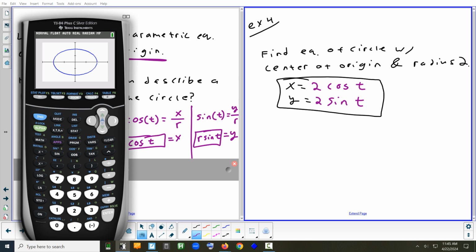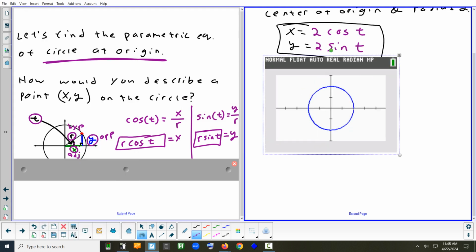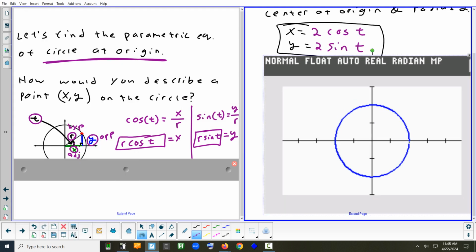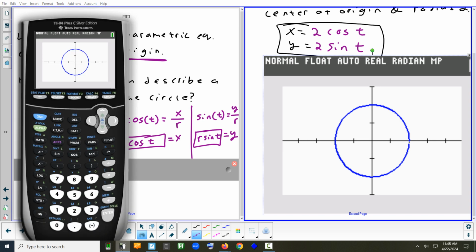No? Why not? Well, it's just because of the screen. Yeah, if I did zoom 5, I could fix the distortion. But is it going 2 units in each direction? Just about. There's one tiny problem with this. Does anybody see the problem? It doesn't connect.